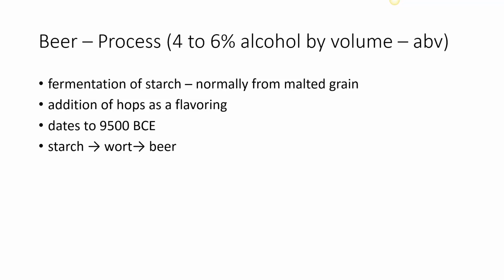Beer production dates back to 9,500 before Christian era. We're looking at almost 12,000 years ago. The process is a rather simple process. We're going to start out with starch. We're going to get what we call a wort, which is a liquid material that is going to be fermented. We're going to get the beer. We're going to look at the process.